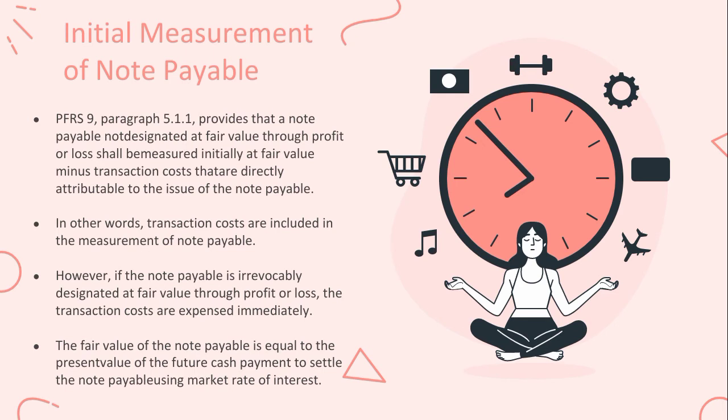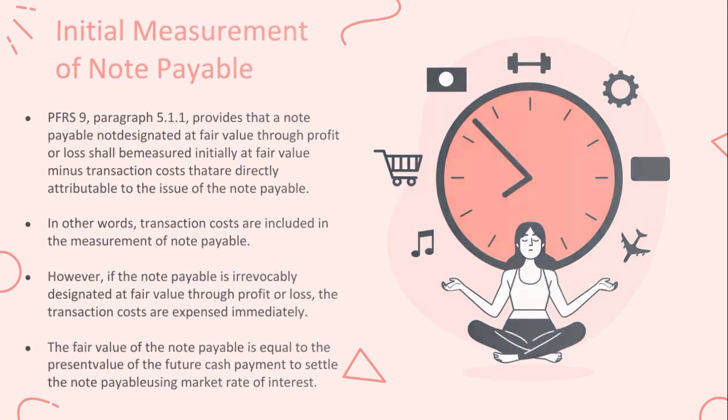The fair value of the note payable is equal to the present value of the future cash payments to settle the note payable, using the market rate of interest. It is stated that the fair value is equal to the present value of the future cash payments. So the total settlement of the cash that was borrowed is the equal amount for fair value and present value, using the market rate of interest, or the effective rate.